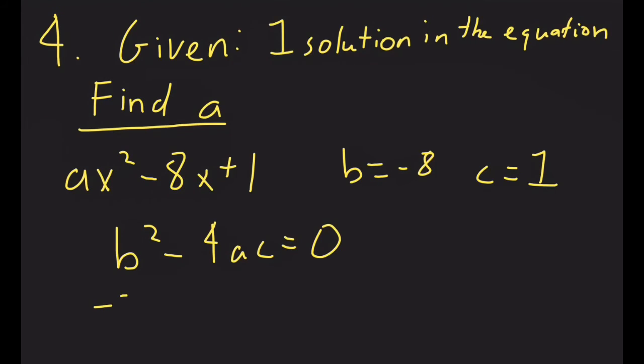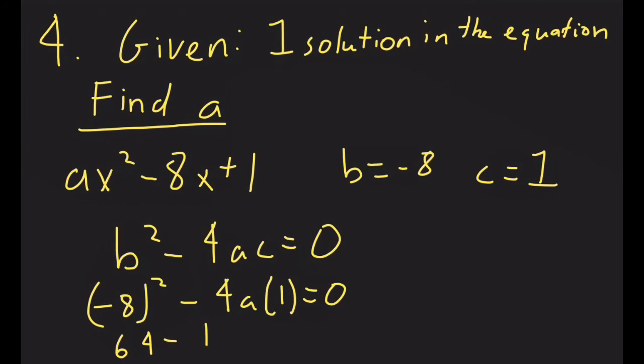So substituting in b and c, negative 8 squared minus 4a times 1 equals 0. So then it will be 64 minus 4a equals 0. Then when you bring 4a to the other side to make it positive, and then divide by 4 on both sides to isolate a, you get that a equals 16.